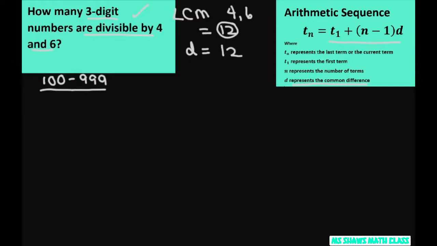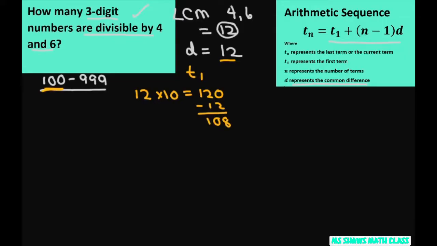Okay, now we have to find our first term. If we're starting at 100, we need it to be a multiple of 12. You can do this mentally or use a calculator, but the way I did it is I did 12 times 10 because that's easy and I'm not using a calculator. That's 120. Well, is that my first term? It's not, because I'm going to subtract 12 and I get 108.